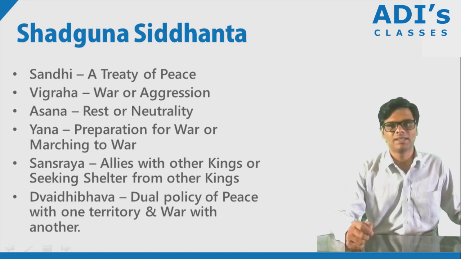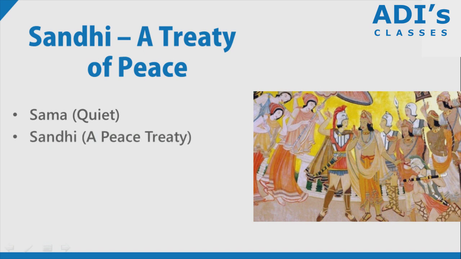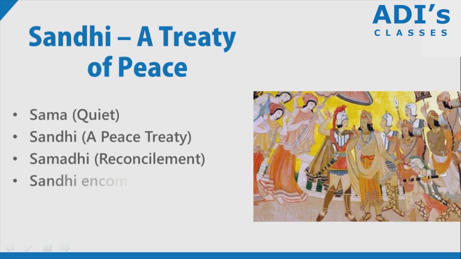Sandhi. Sandhi means a treaty of peace. There are three different meanings that we see. Sama. Sama means quiet. Sandhi means a peace treaty. And Samadhi means reconcilement. Sandhi encompasses all of these three meanings. That is, it means to be quiet, it means a peaceful treaty, it means reconcilement.